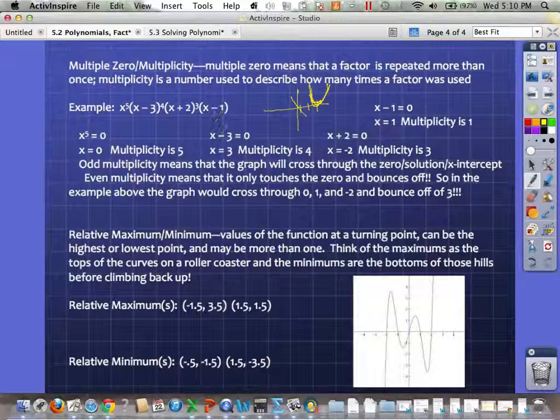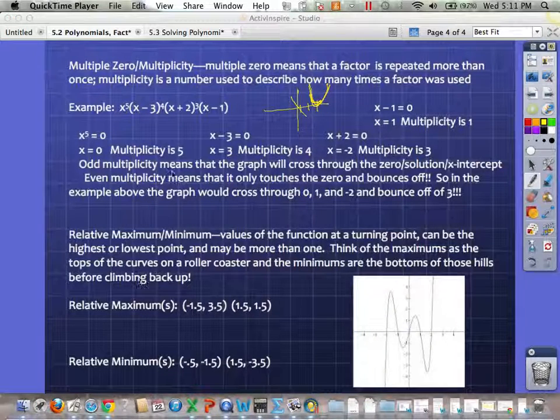The main thing is just understanding what happens, whether it's even or odd, if it's going to cross through or just bounce off. Relative max and min we talked about before. That's the values of the function at a turning point, and it can be the highest or lowest point, depending on whether it's a maximum or a minimum, and it may be more than one. So you could have more than one maximum, more than one minimum in a graph, depending on the degree of the graph.